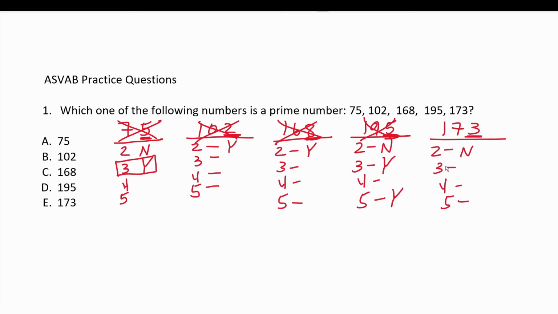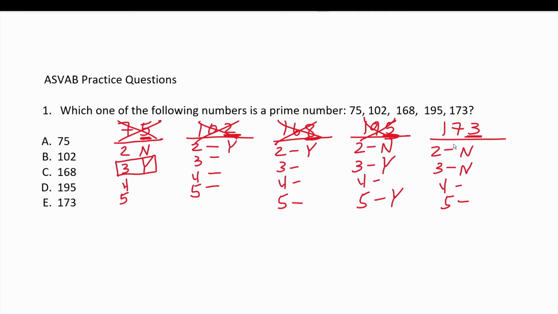All right, let's run our check to see if it's divisible by 3. Again, to do that, you sum the digits in the number. So 1 plus 7 is 8, plus 3 is 11. Is 11 divisible by 3? It's not. All right, so let's move on to our check to see if this is divisible by 4.